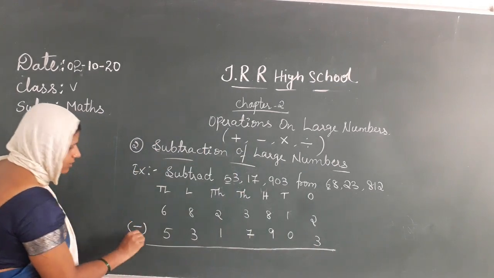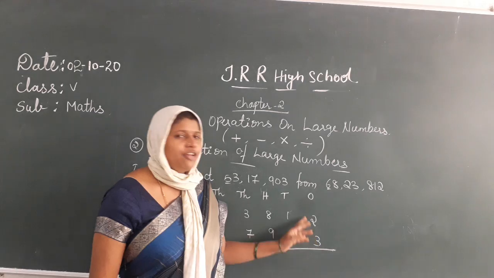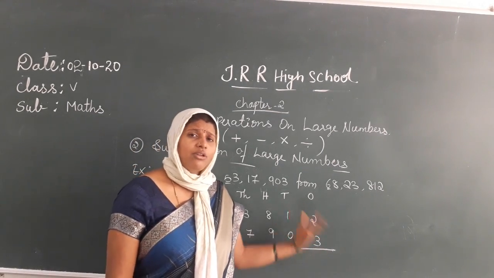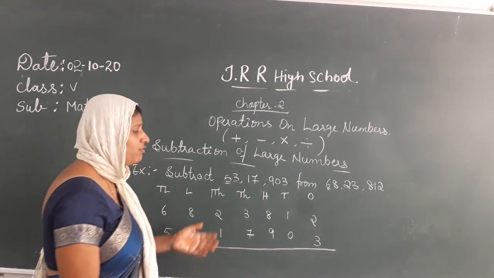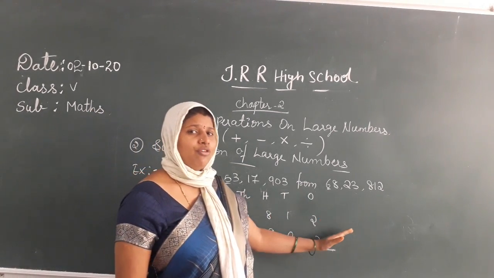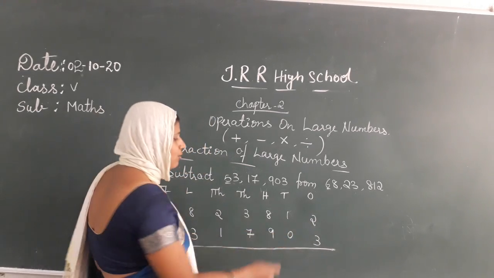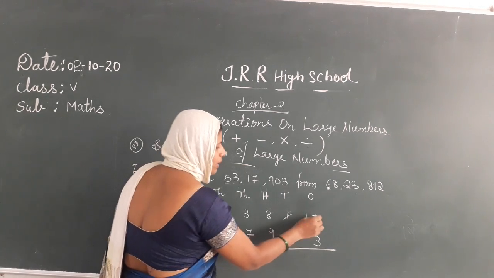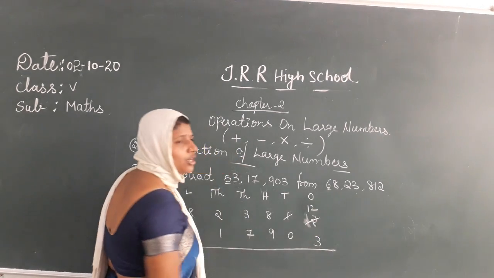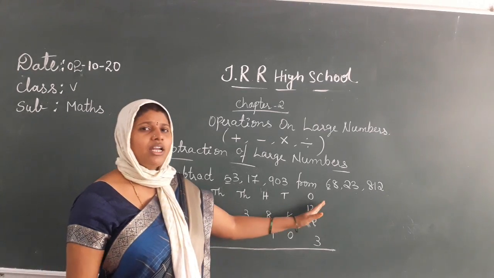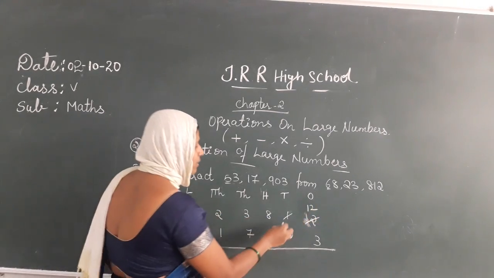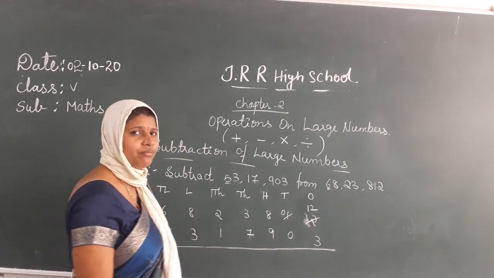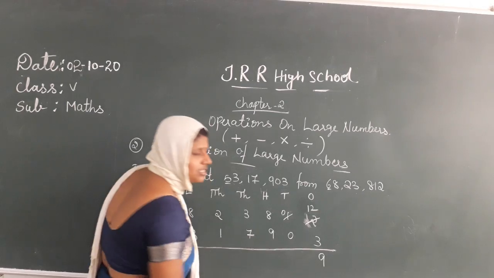Now you do subtraction. Can you subtract 3 from 2? As 3 is the greater number and 2 is smaller, can you subtract? No. So what do you have to do? We have to take a borrow from the number before. What is my before number? 1. From here I am taking one and adding it to 2. Now it becomes 12. Then when I take the borrow from here, the number is reduced. Now it becomes 0. Now 12 minus 3, how much? 9. 12 minus 3 is 9.